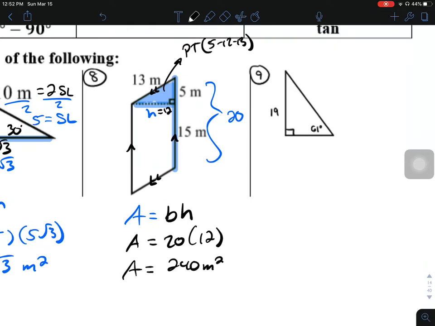So just use the Pythagorean theorem and you would get plus or minus 12. For us, lengths of segments are always going to be positive. Number 9.